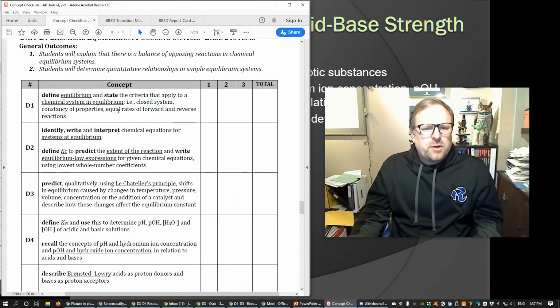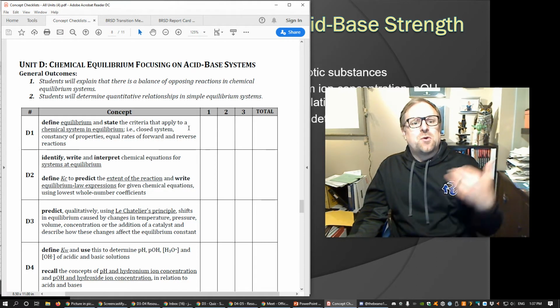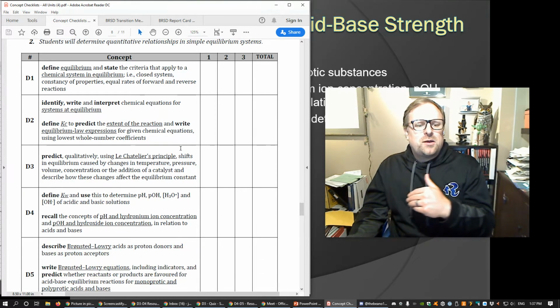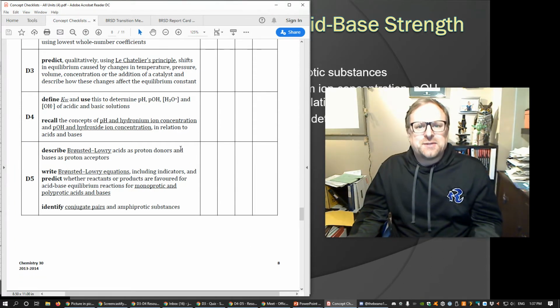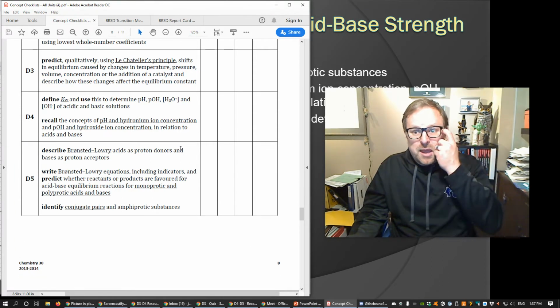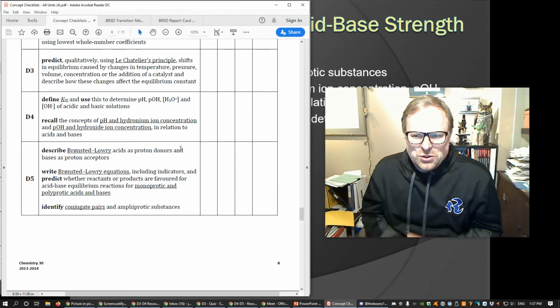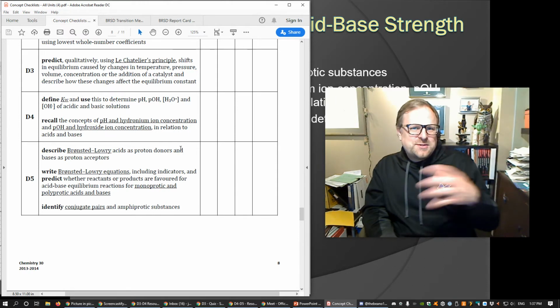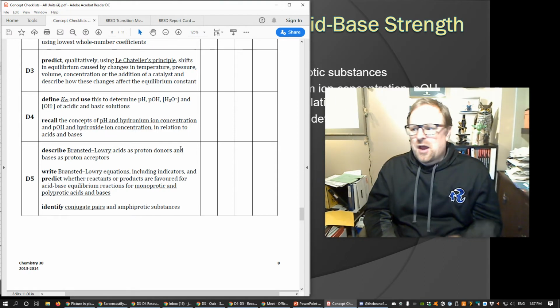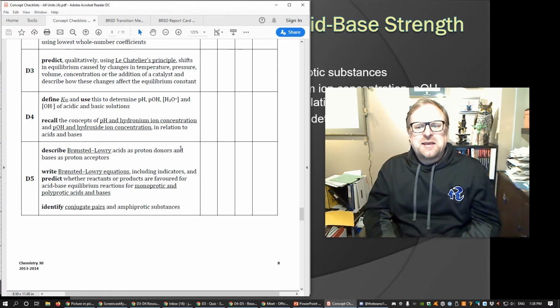This unit, if you recall, is called chemical equilibrium, focusing on acid-base systems. So where we are getting to now in D4 is we're transitioning into acid-base systems, and we're going to start to talk about them again. If you recall, when we did Chem 20 and got into the latter parts of Unit C, I said I'm telling you the truth right now, as it stands, until you get to Chem 30.